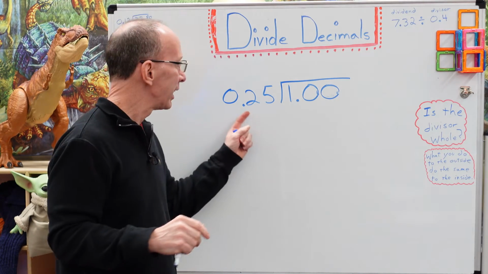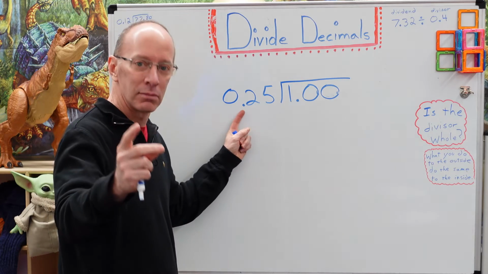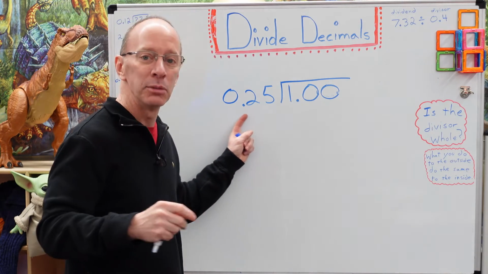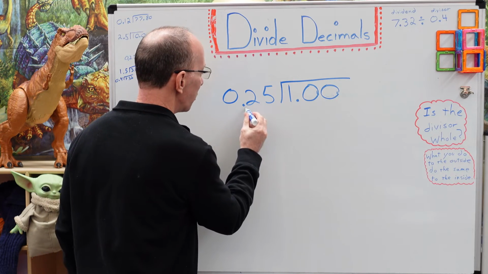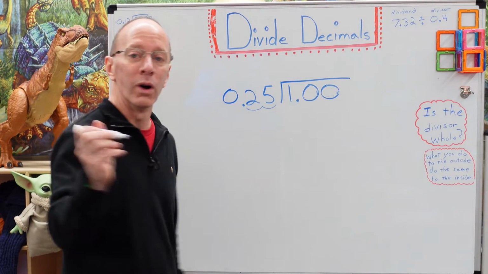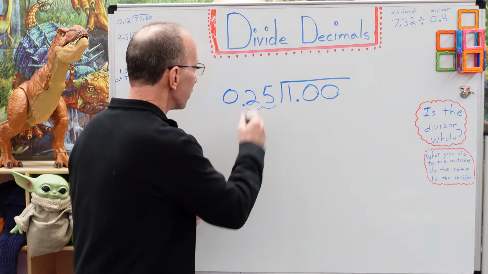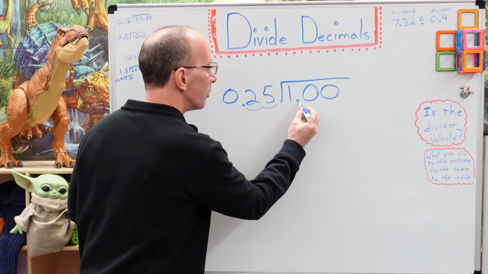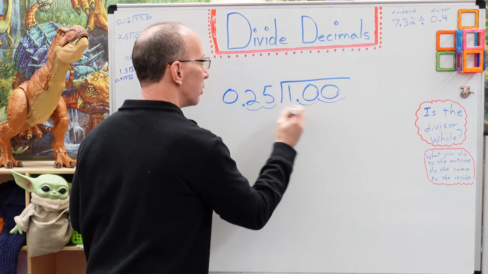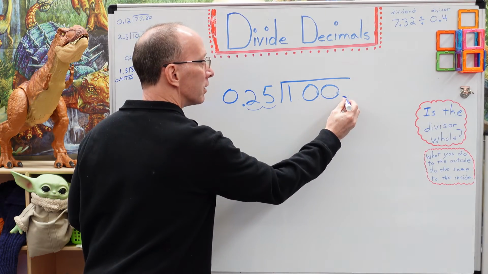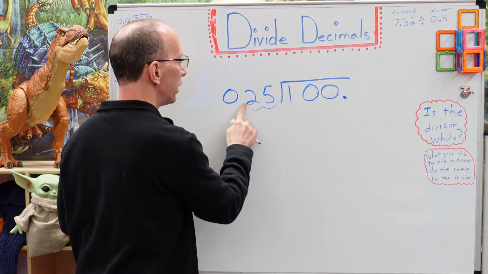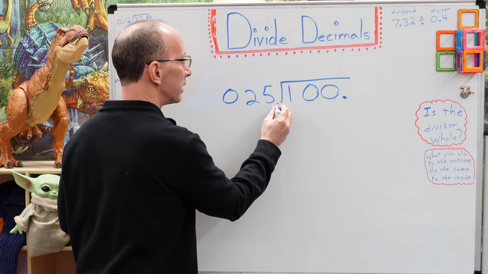So first of all, I need to make this a whole number. All right? I need to move the decimal point in the divisor. So let's move it. 1, 2. All right? So I need to do the same thing over here. 1, 2. So I'm going to erase this decimal point here and put it right there.